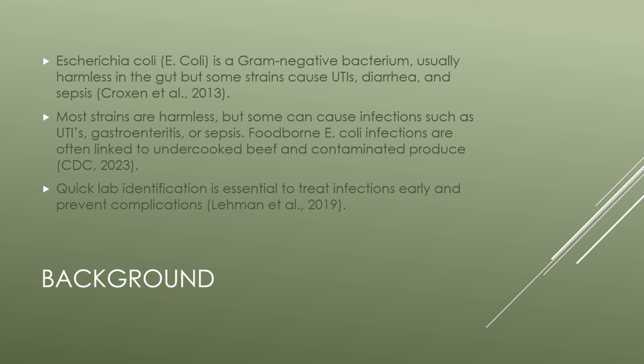So first, we're going to start off with the background. E. coli is a gram-negative bacterium that's usually harmless in the intestines, but some strains can cause serious infections like UTIs, diarrhea, or even sepsis. Many foodborne infections also come from undercooked beef or even contaminated produce, which is why it's such a public health concern. Quick and accurate lab identification is crucial. It helps guide treatment early and also prevents complications or even outbreaks.